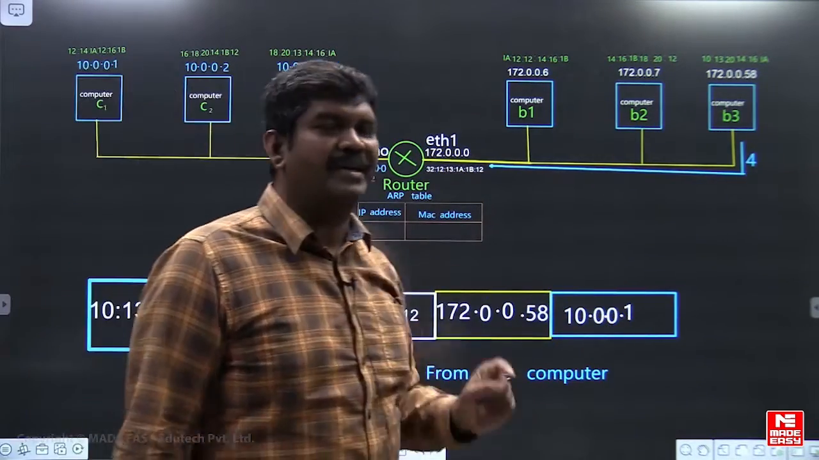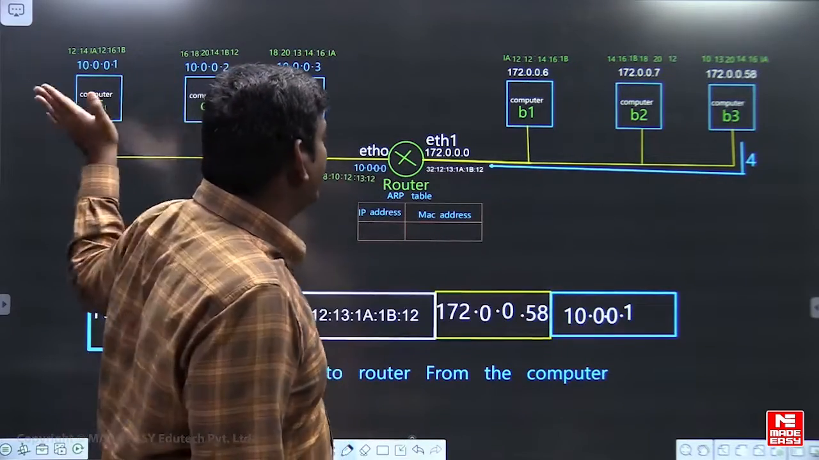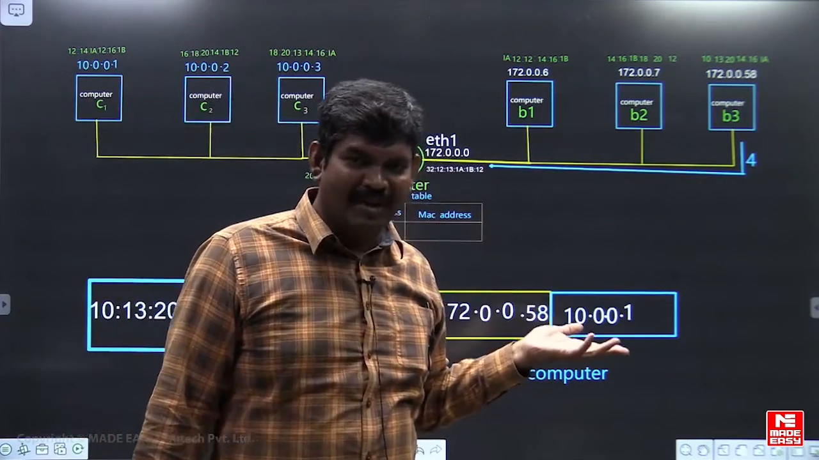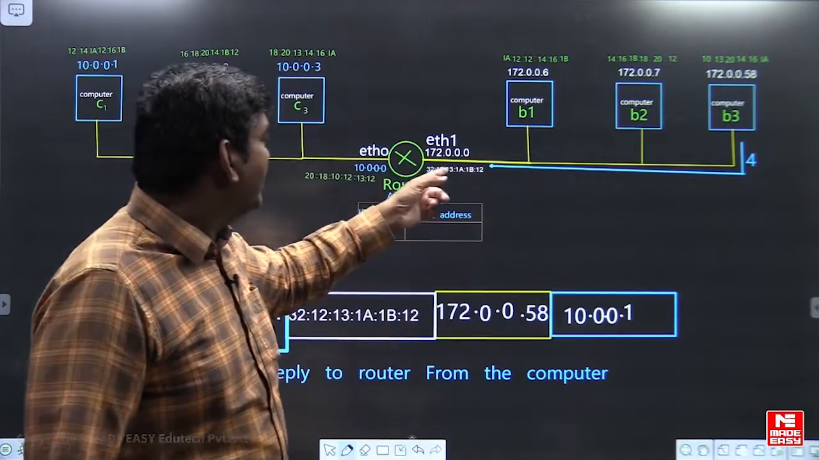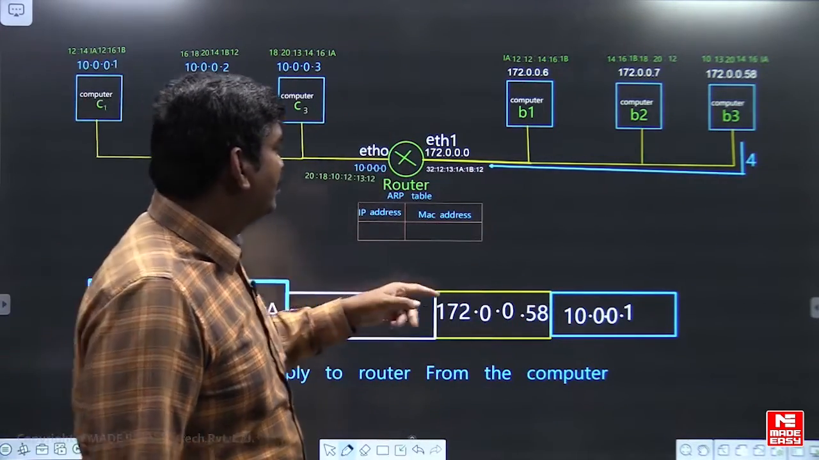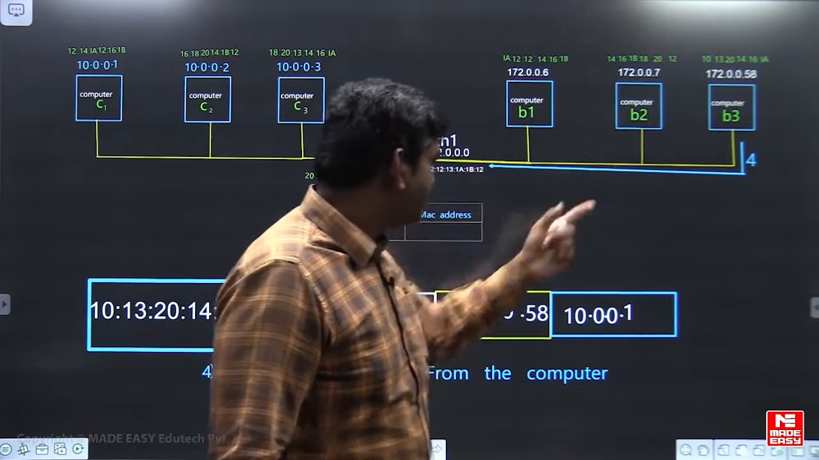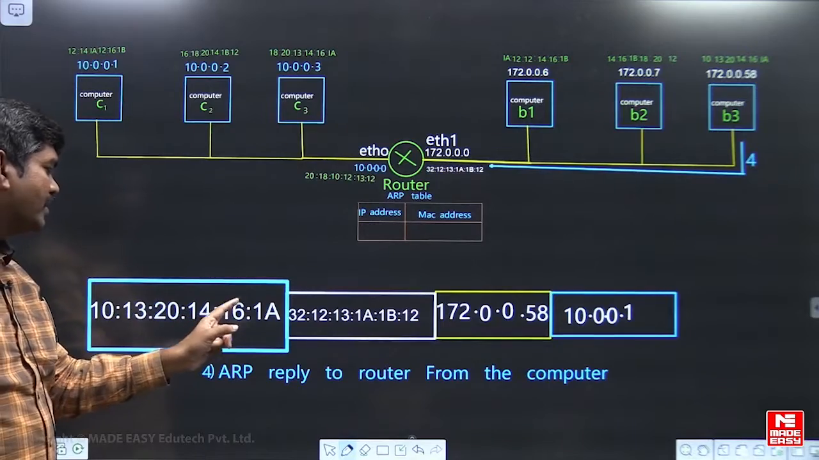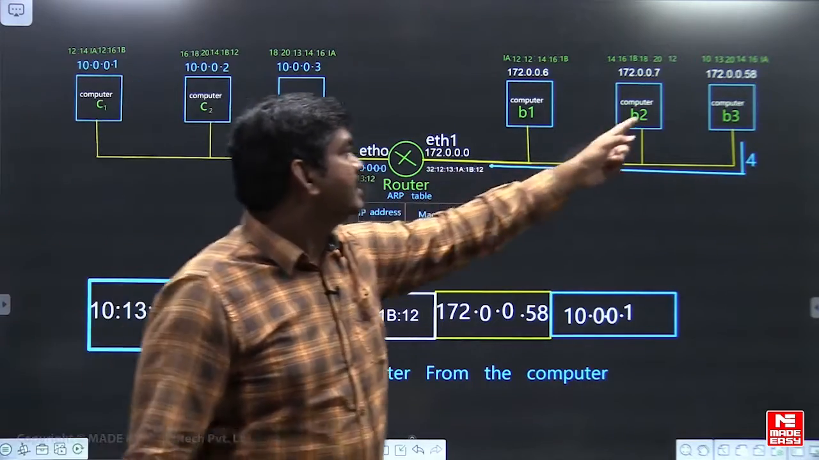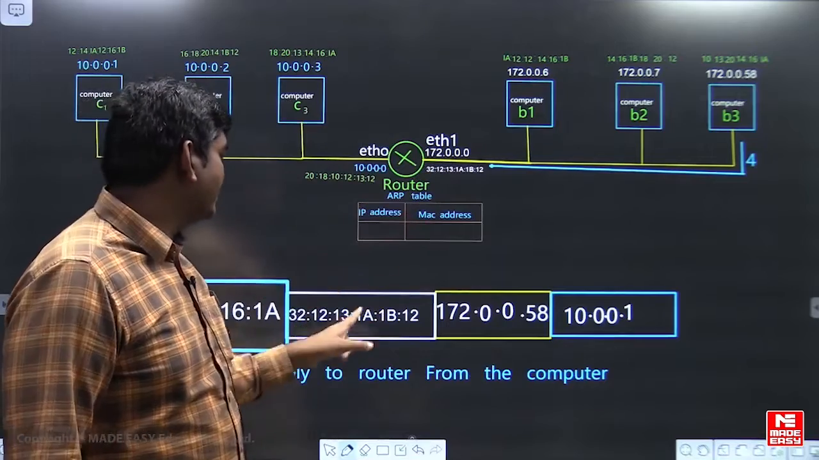Here is a very interesting question. Sir, why is the IP not changed? That means the end-to-end IP will not change actually. That is the reason. Now once you get the reply, this computer is sending its MAC address. So what is the source MAC? You can see 10.13.20.14.16.1a. It is giving the reply to whom? To this router's MAC address, you can see.